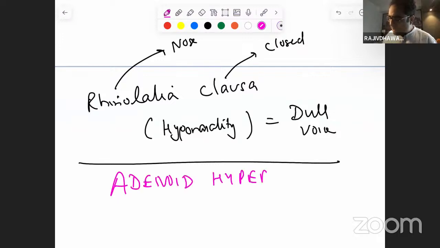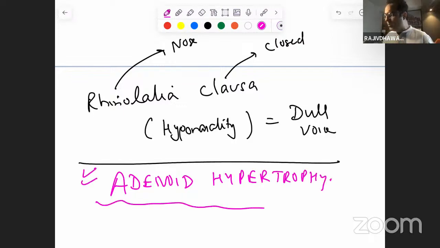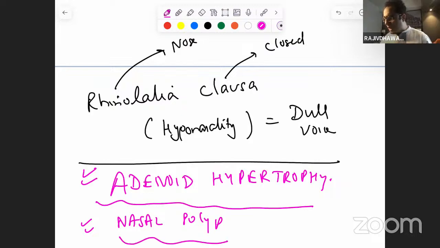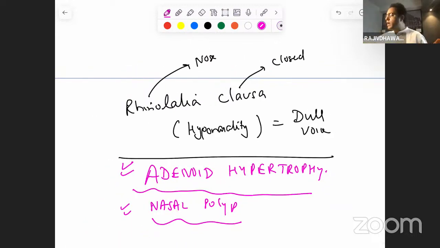Rhinolalia clausa. Rhino means nose, clausa means closed. The adenoid closes the nose from the backside. Number 2, nasal polyp. In these two situations, don't forget that the voice is dull, and that voice is called rhinolalia clausa.